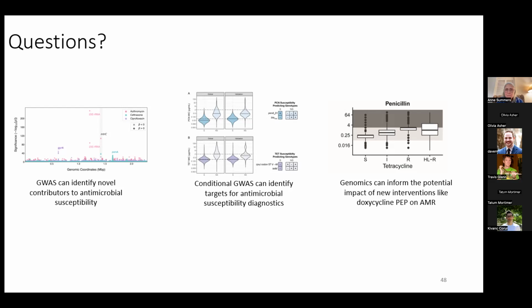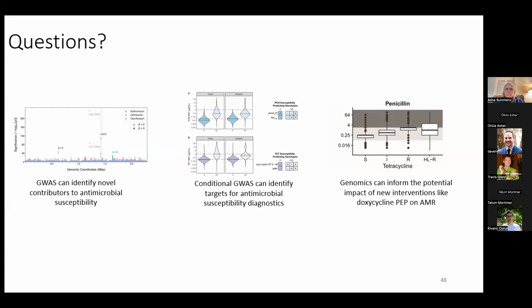We have another Zoom question from Dr. Summers, who asks, why do resistance mutations persist? They are assumed to be deleterious, and is there increased regain of function? Yeah, so why bacteria maintain antibiotic resistance mutations, particularly, I mean, some of these drugs we haven't been using for gonorrhea treatment for a while, and yet the bacteria are still maintaining resistance.